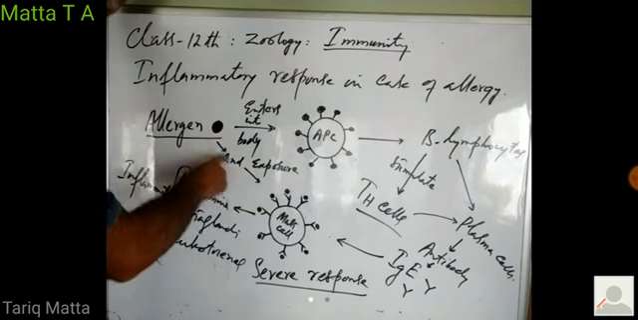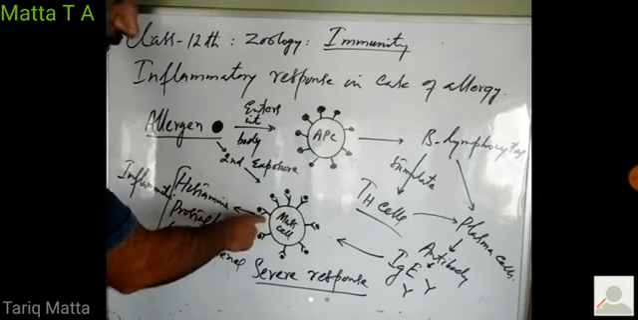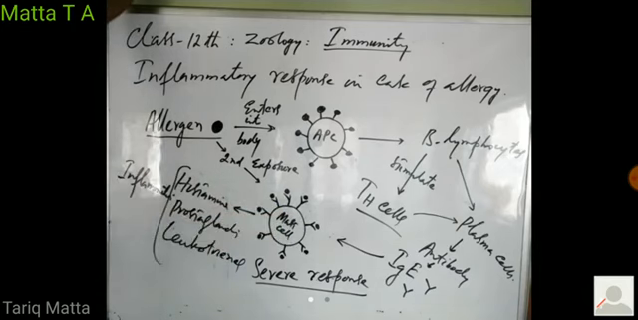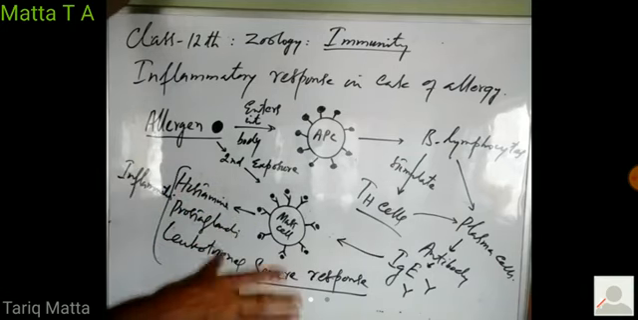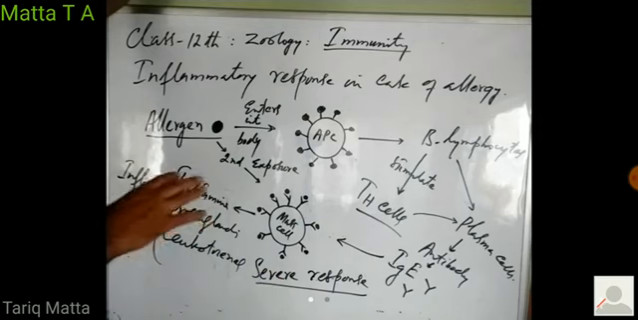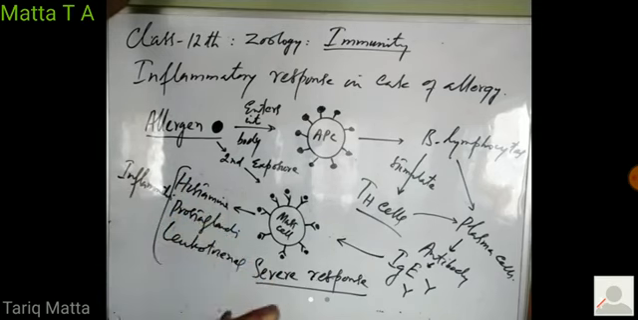The allergen on second exposure directly binds to the mast cell antibody complex, and mast cells release histamine, prostaglandins, and leukotrienes in very large quantities. The second exposure is very severe, and it may lead a person into anaphylactic shock, because of which the person may die.